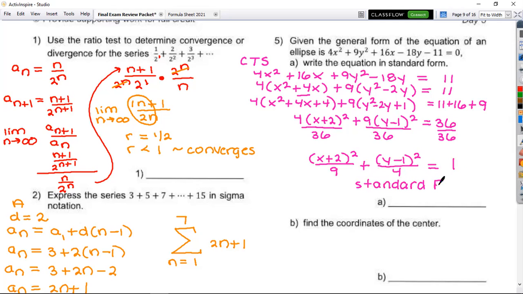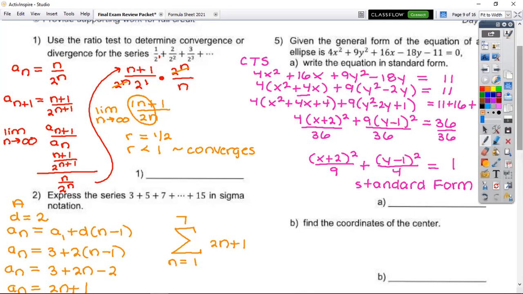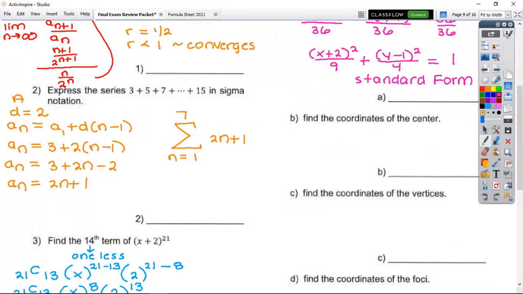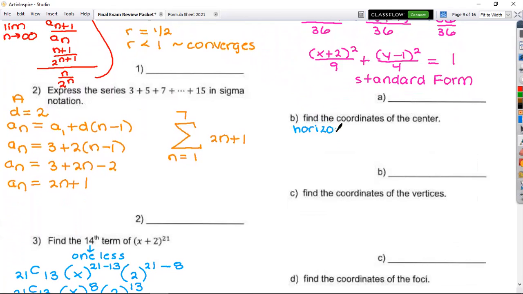Now what you want to identify, because this is an ellipse, is which axis represents your major axis. So I'm going to look right here, and the 9 is underneath my x squared. So I have a horizontal major axis. So we have a horizontal major axis.